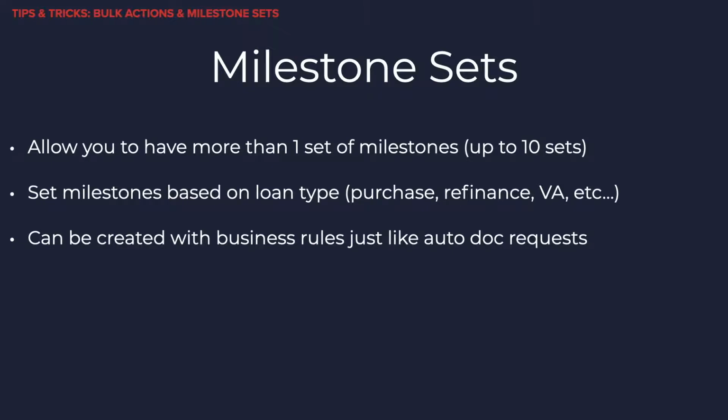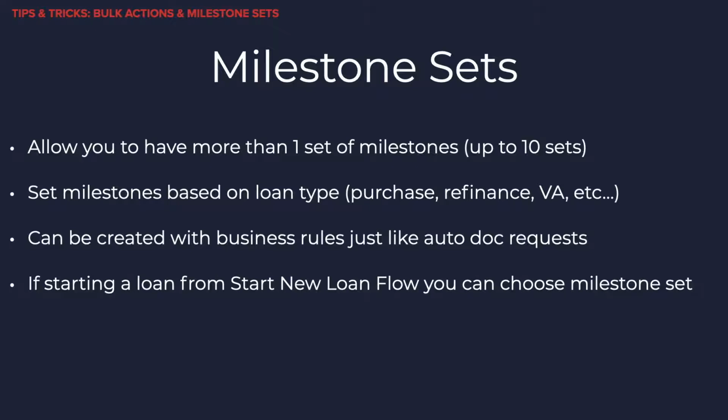They can be created with business rules, just like auto doc requests. And if you're starting a loan from the Start New Loan Flow page or starting it manually, as we refer to it, you can choose a milestone set from that page.